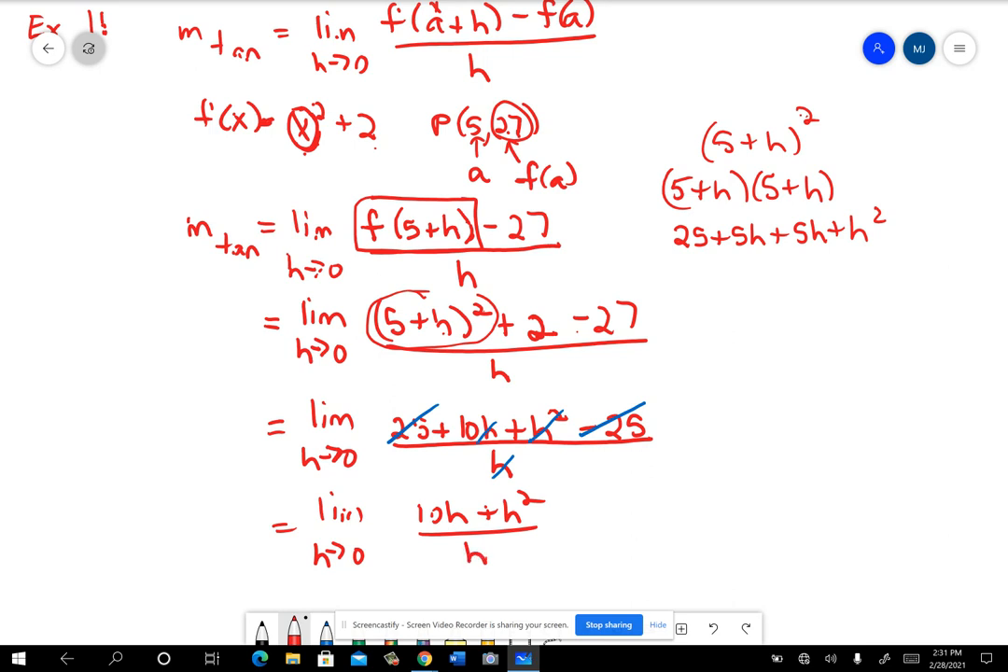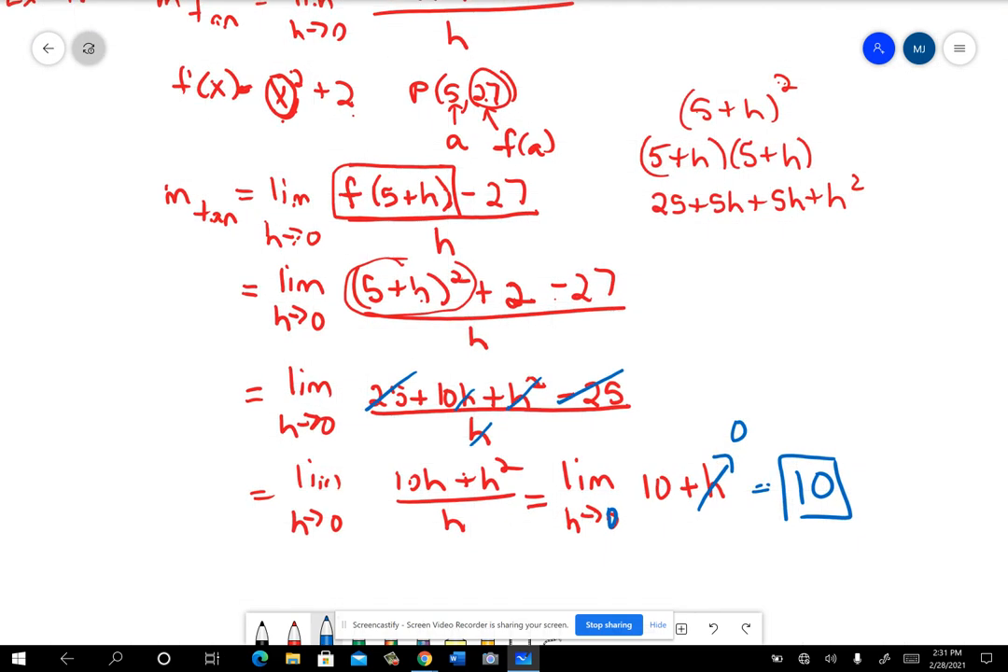Then dividing the h into each would give us the limit as h approaches 0. When we knock out the h from the first term, we get 10. Knock out the h from the h squared, we get h. Now we're going to actually evaluate the limit. So now we're going to actually plug in a 0 for the h. And then we get the answer. So the limit is 10. And that is the limit when we plugged into that formula. It's a limit as h approaches 0. But remember, really, it's giving us the slope of the tangent line at a of 5.